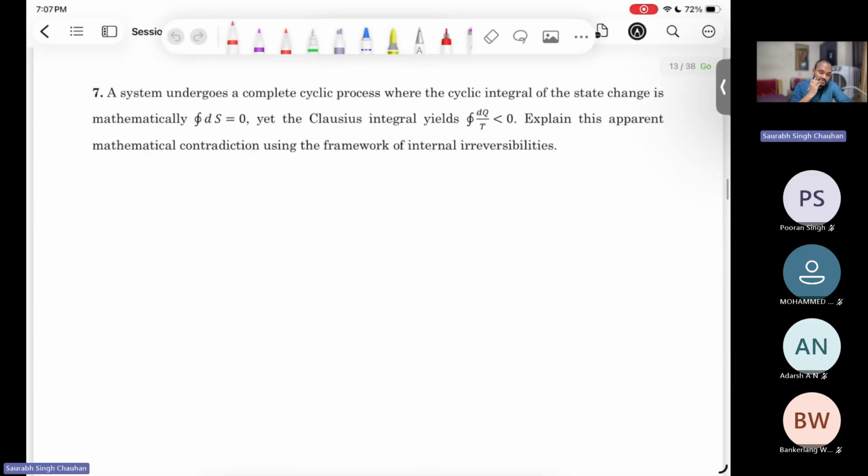Now coming to the next question. Question number 7. It says that a system undergoes a complete cyclic process where the cyclic integral of the state changes is mathematically cyclic integral of ds equal to 0. Yet the Clausius integral yields the cyclic integral of dq by T less than 0. And it is saying that it is an apparent mathematical contradiction. And you have to explain this.